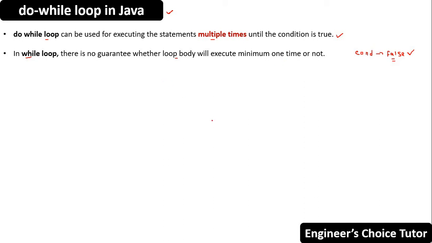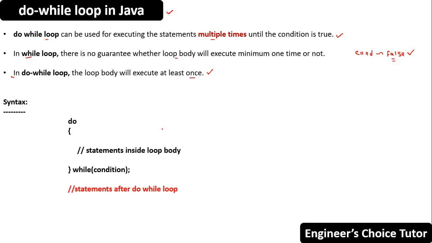But in a do-while loop, the body will execute at least once irrespective of the specified condition. Remember this point. In a do-while loop, the body will execute at least once. Why will it execute at least once? We will see this part. Just hold on for some time. Now let's see the syntax of the do-while loop.